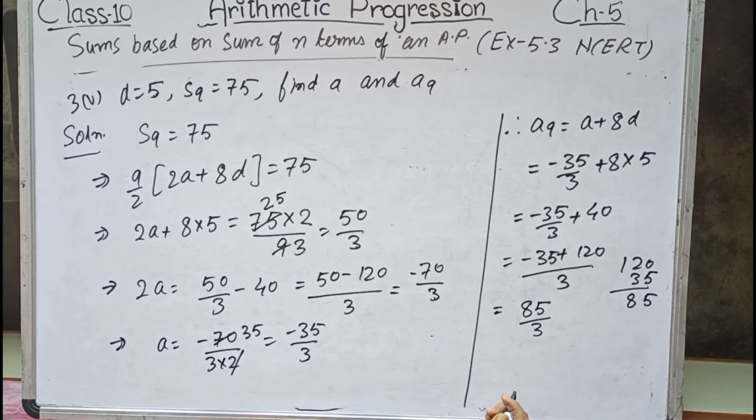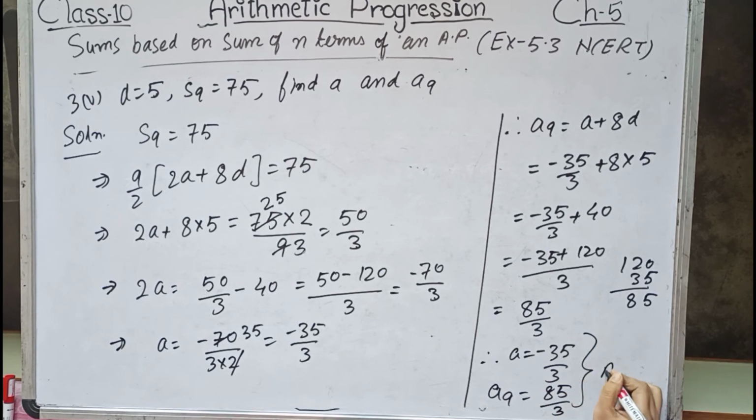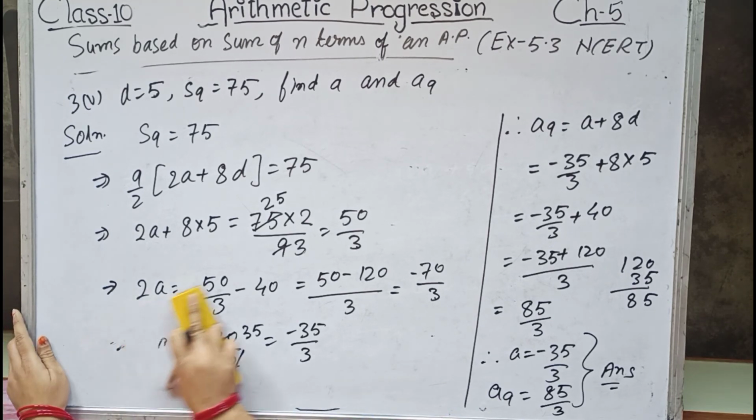So let me check the answer. 3 number 5: minus 35 by 3 and 85 by 3. So therefore A equals minus 35 by 3 and A9, that is the ninth term, equals 85 by 3. And this is the answer. Make a habit of writing like this. It will help you as well as the teacher in correcting, meaning writing the required part in the last.